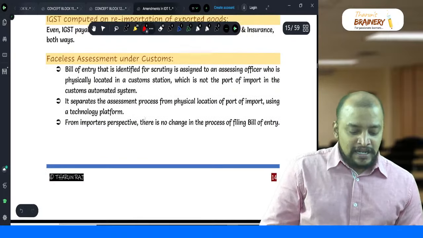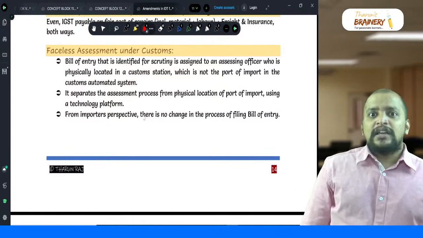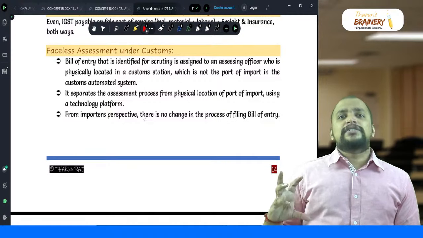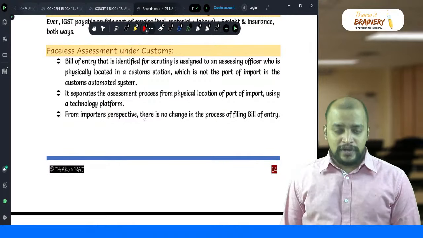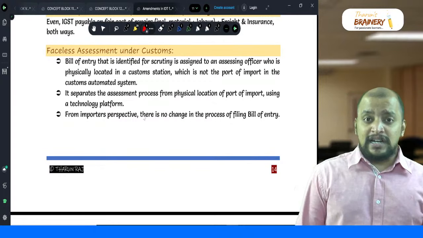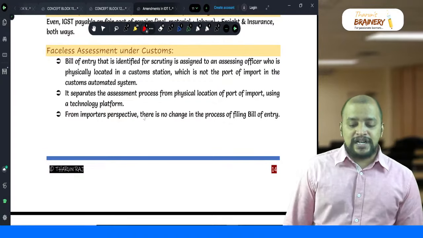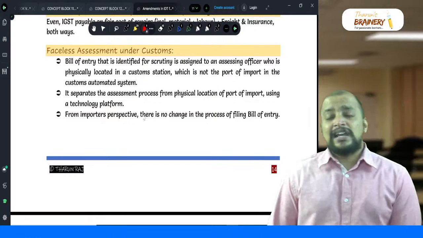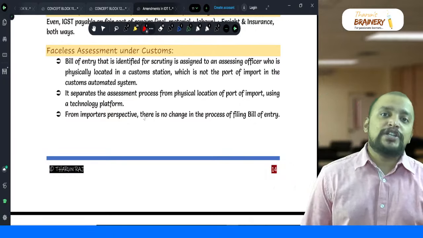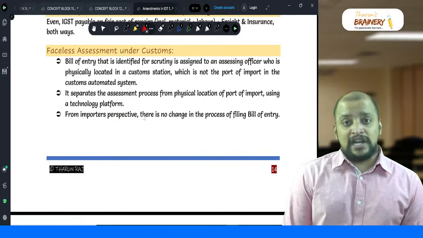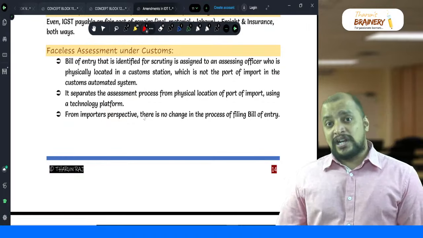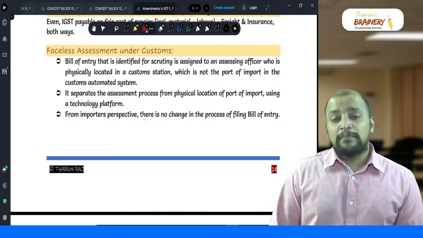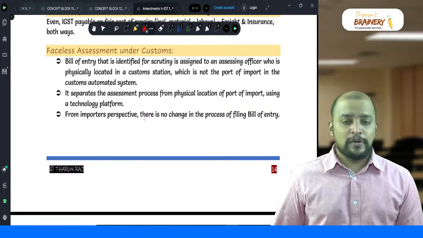Then faceless assessment is introduced in customs, and therefore we have right now an introduction to the faceless assessment. Whenever you file a bill of entry, and if the bill of entry is taken for scrutiny, it will be assigned to an assessing officer physically located in any customs station, which may not be in your jurisdiction. You are importing the goods in Chennai, but it does not mean that only the Chennai customs officer needs to scrutinize the bill of entry. That bill of entry can be scrutinized by a customs officer in Mumbai port also.